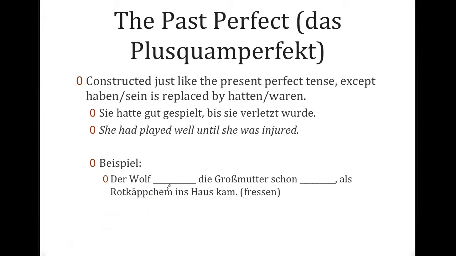Okay, so now we have an example: der Wolf blank, die Großmutter schon blank, als Rotkäppchen ins Haus kam. The word we're given is fressen, and the subject is der Wolf. You know it's masculine, and it would be the same for es, a vaguer subject: es blank die Großmutter schon. And so you know that you need to conjugate a form of haben, and you know it's haben because fressen isn't moving from point A to point B. So you conjugate it for er, es, and that's hatte.